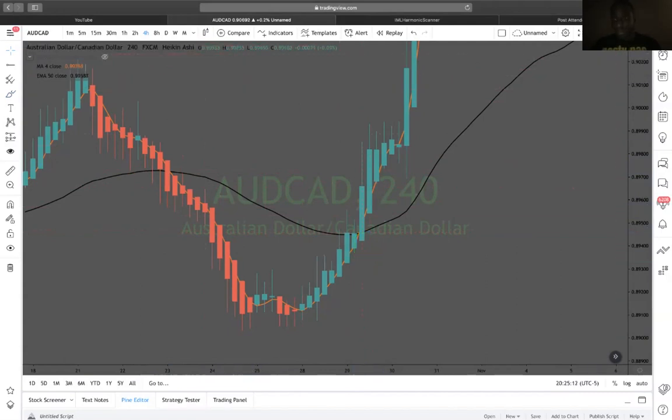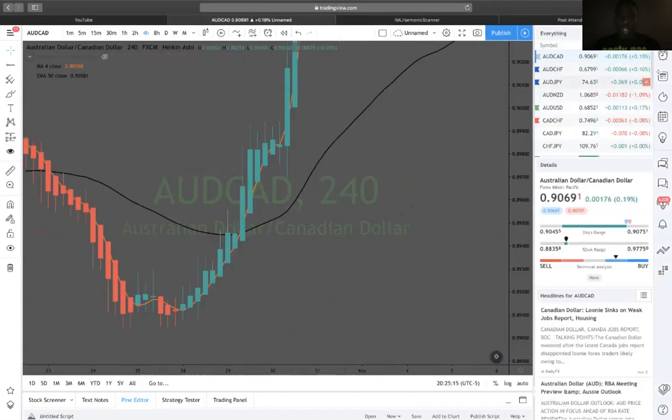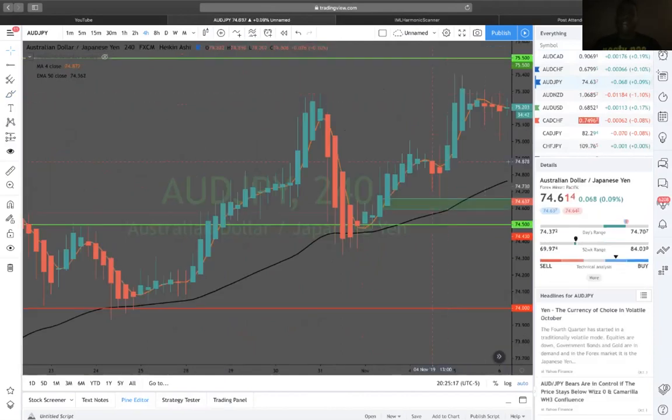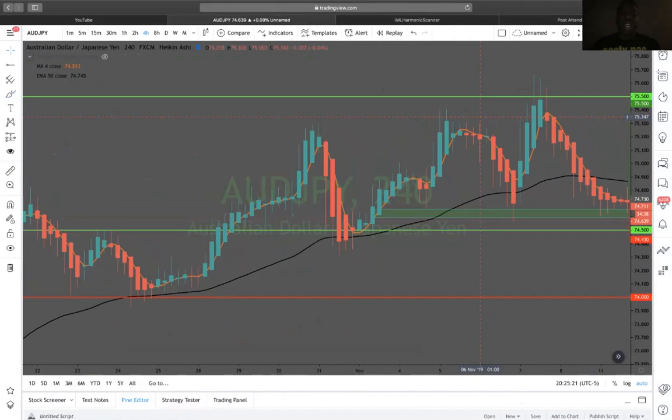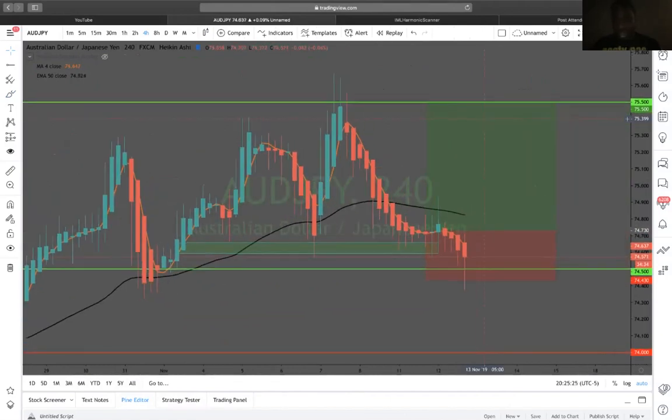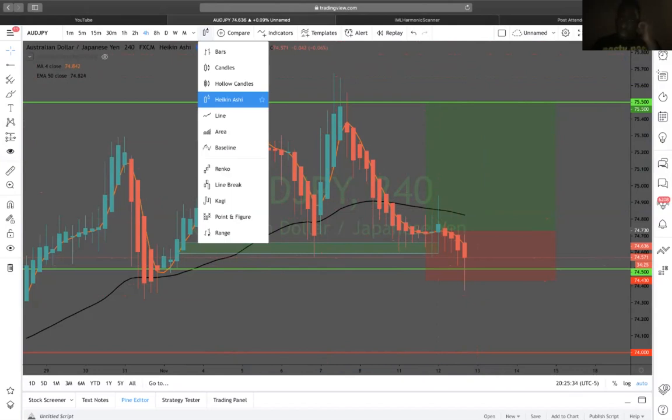And it works with pretty much everything. I only use it for Forex pairs. I do know there's a way to use it with crypto pairs, but I'm not telling you guys that. I'm only focusing on the Forex pairs because that's all I focus on. That's a good question. I do not know. I don't think so.